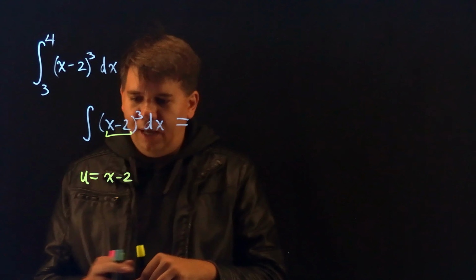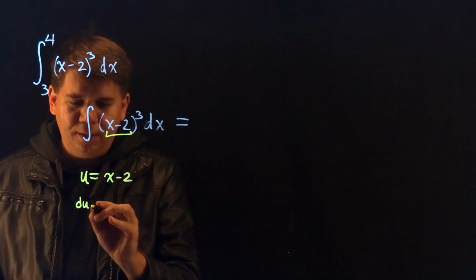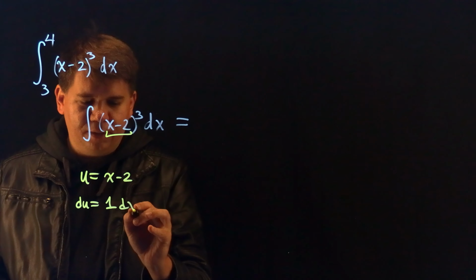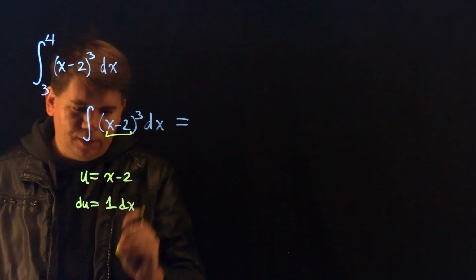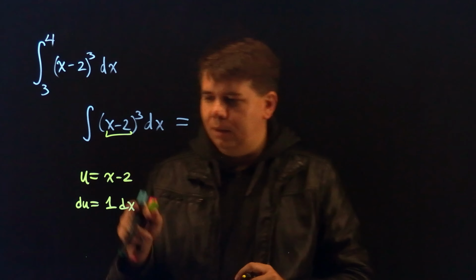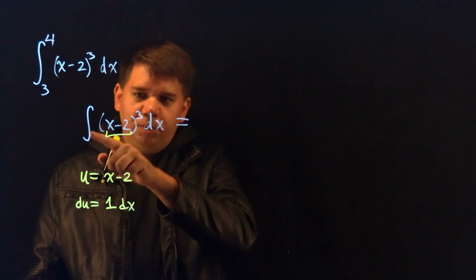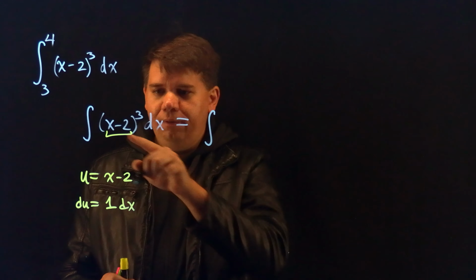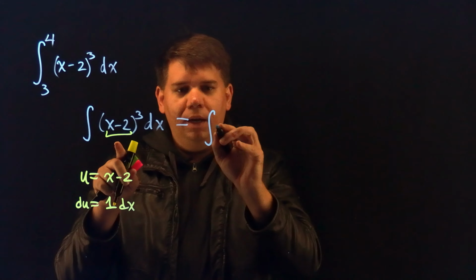So then I'm going to have my derivative of u, my du, is just 1. So du is just dx, right? du/dx is 1. You bring the dx over. So du is just equal to dx. That 1 doesn't do anything. The derivative of x is just 1. Which means here, when I translate this into language of u's, I have just the antiderivative of u cubed du.